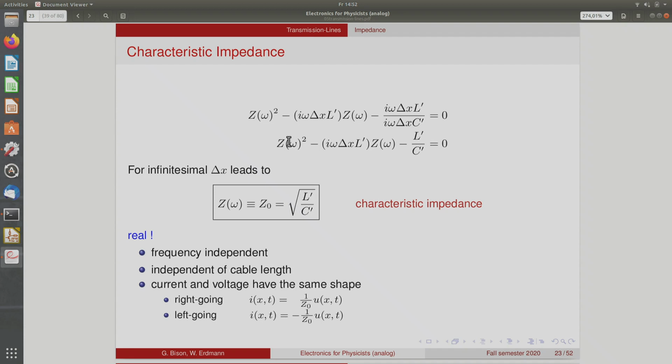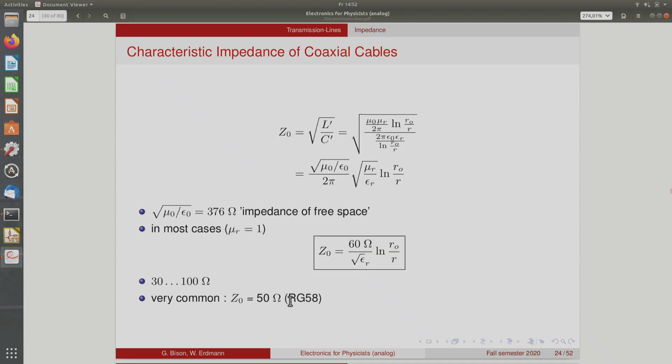Right, and the fact that it's real means that current and voltage have the same shape, differing only in sign depending on whether we're right going or left going. The current is simply 1 over this characteristic impedance multiplied by the voltage, with a minus sign for the left going. There's no frequency dependence and no phase change. Okay, let's do this for the coaxial cable.